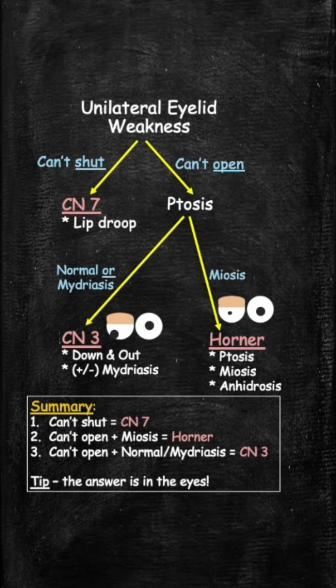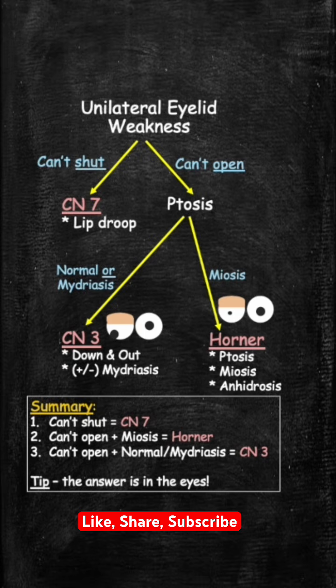So to summarize, if the problem is eyelid can't close, then the most likely cause is cranial nerve 7 lesion. If the problem is eyelid can't open, then we have droopy eyelid, aka ptosis, and in that case, we have to look at the affected eye's pupil. If the pupil is constricted, then this is most likely Horner syndrome. If the pupil is normal or dilated, then the problem is most likely cranial nerve 3 lesion.